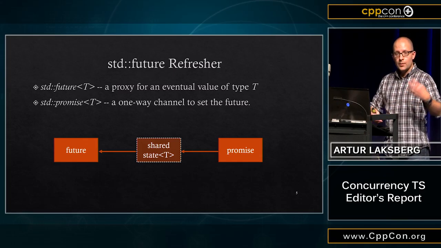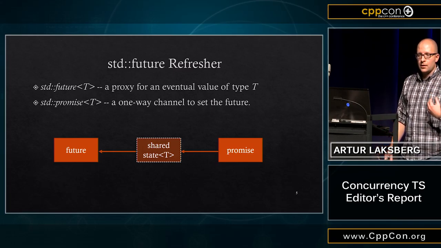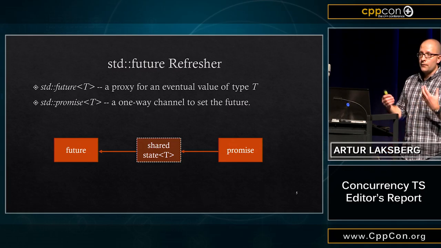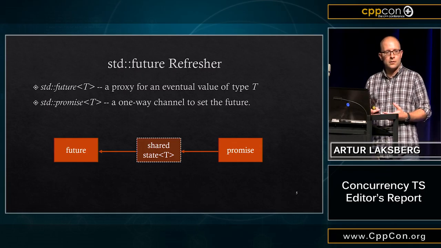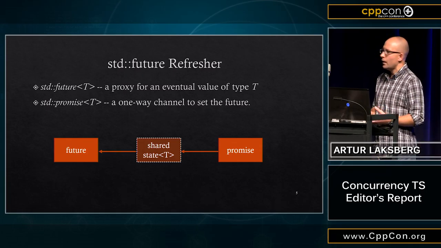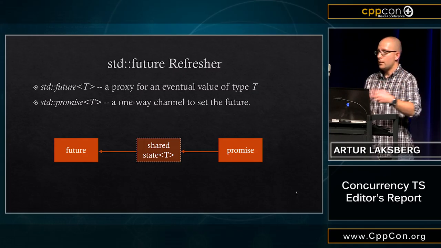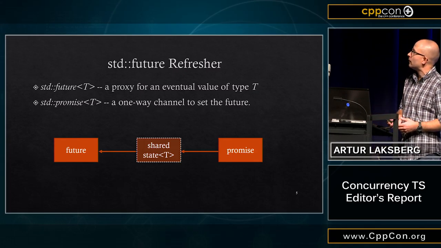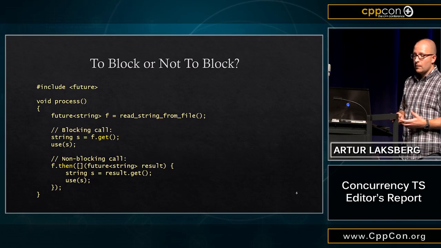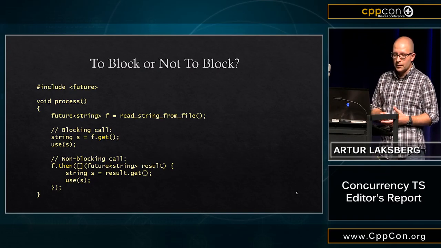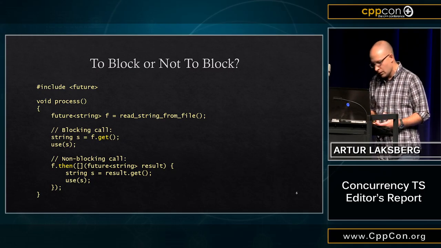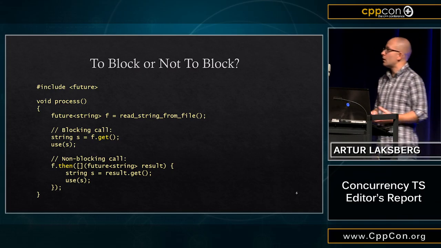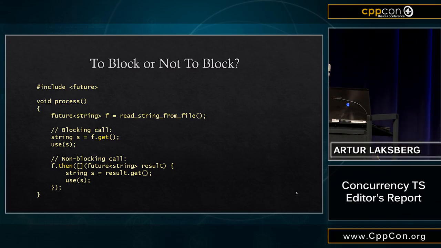And then the future, typically on another thread, can retrieve the value from the shared state or wait for the value to become available. A future is very useful for representing long-running operations or any operations where we need to wait for the results to become available and they're not immediately available. So a typical use of a future would look like this. Now imagine a case where we are reading a string from a file. The first way to get the value out of it is to call the get method.